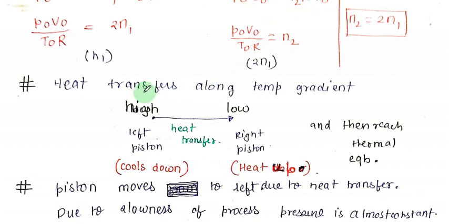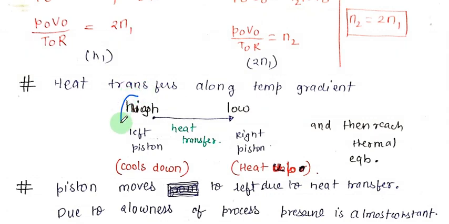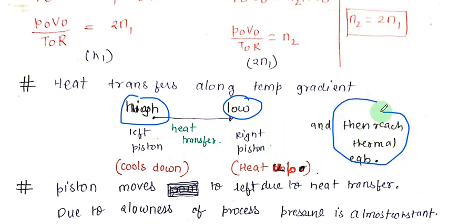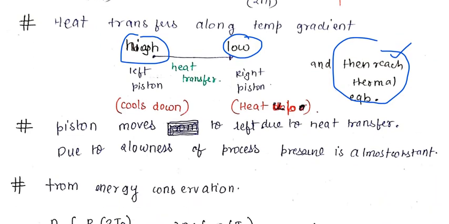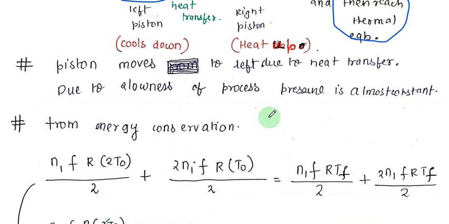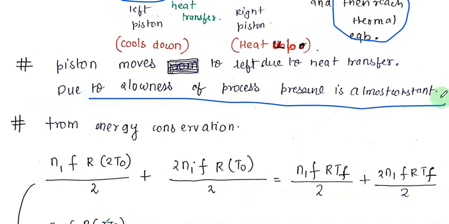Because in the left part the temperature is high and in the right part the temperature is low, the heat will flow from the higher portion to the lower portion, so this portion cools down and this portion heats up, and then they finally reach thermal equilibrium. This is a very important fact which will help us in finding the final temperature, and we know that the final temperature will be equal in both parts. Okay, so the piston will move towards the left due to heat transfer, and due to the slowness of the process, pressure is almost constant.